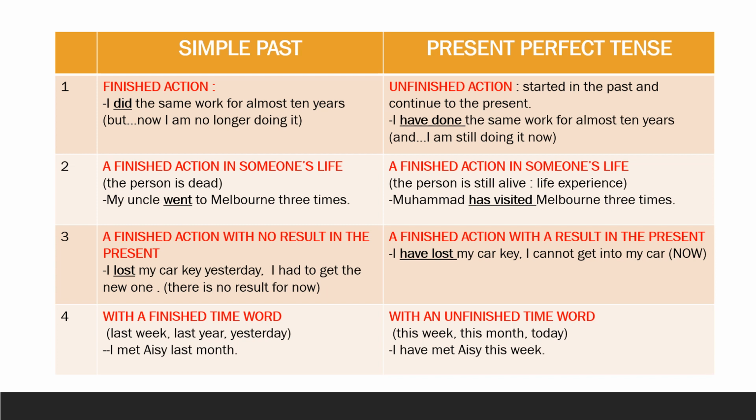Okay, example here, I have met Aish this week. Okay, we do not use I met Aish this week because this week is included in an unfinished time word. Okay, that is why we use present perfect tense. Okay, those are the rules that we need to know when we are structuring our sentences or when we want to decide whether we want to use simple past or present perfect tense.